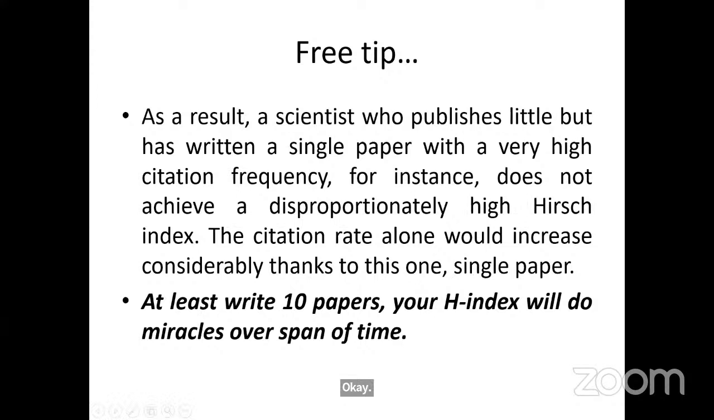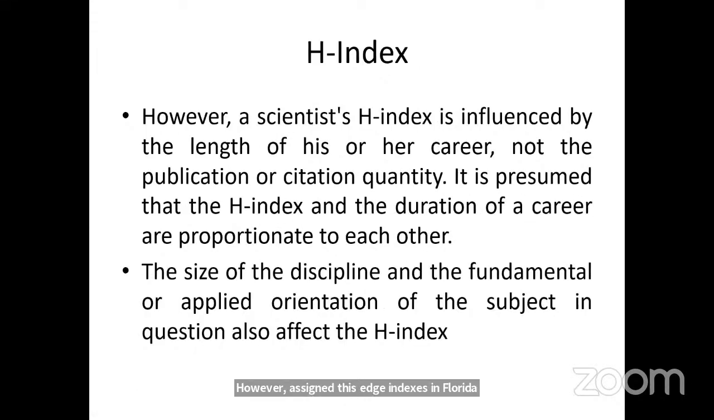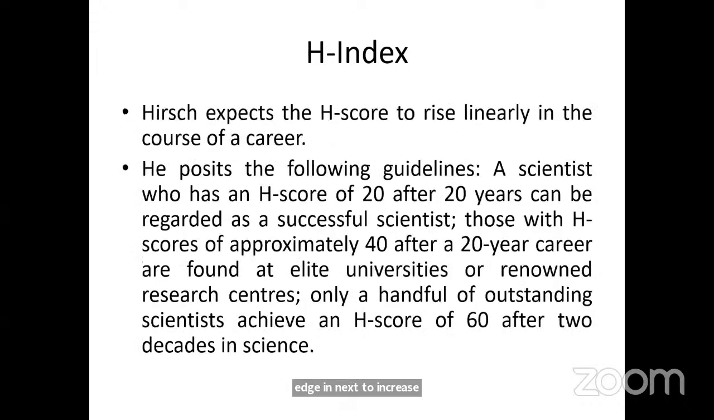However, a scientist's H index is influenced by the length of his or her career, not the publication or citation quantity. It is presumed that the H index and the duration of career are proportionate to each other. I have already explained, it will take some time for your H index to increase. A scientist who has an H score of 20 after 20 years can be regarded as a successful scientist. Those with H scores of approximately 40 after 20 years are found at elite universities and renowned research centers.